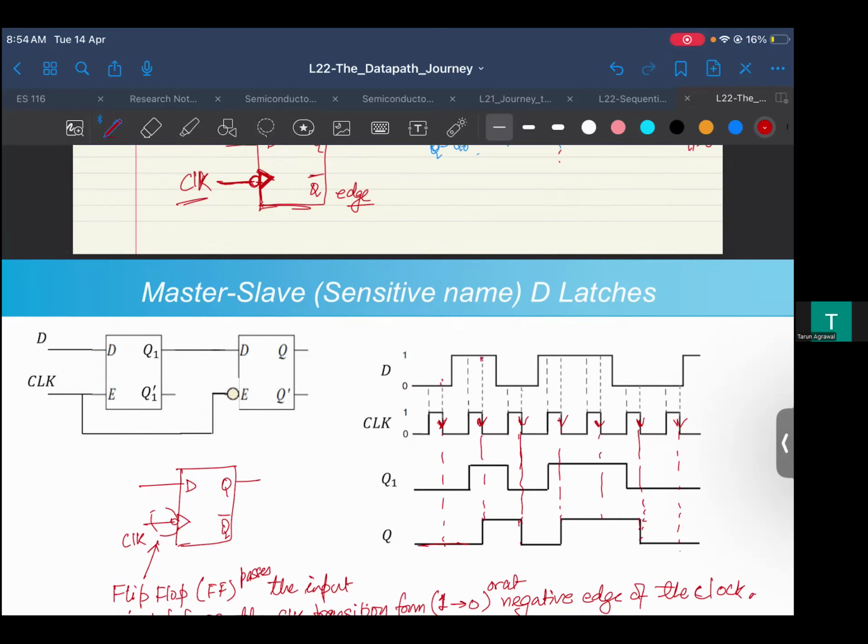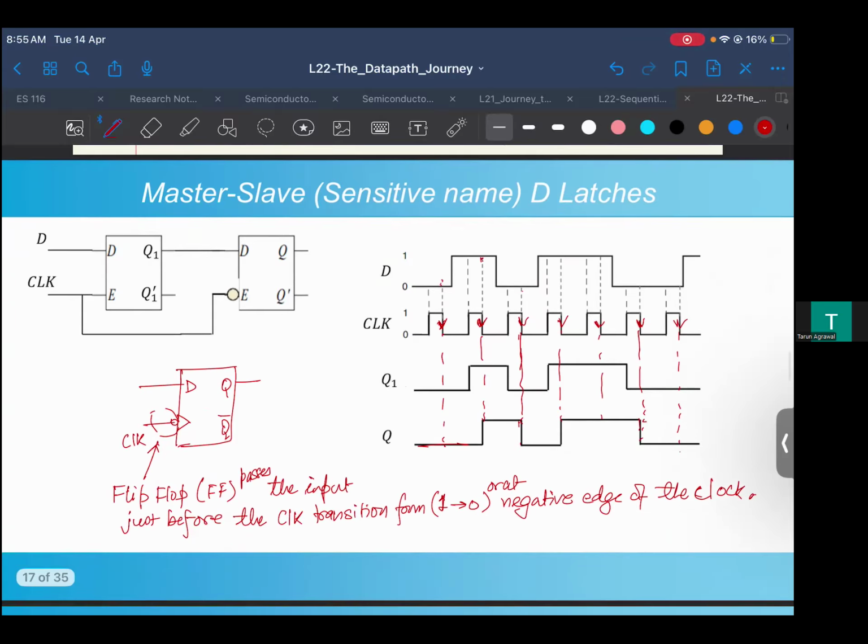But we have seen the details of why it is happening. It's just two latches which are basically enabled by two enable signals of opposite polarity, in the sense that one is active low and one is active high, which we see in this. So that is what the D flip flop is.